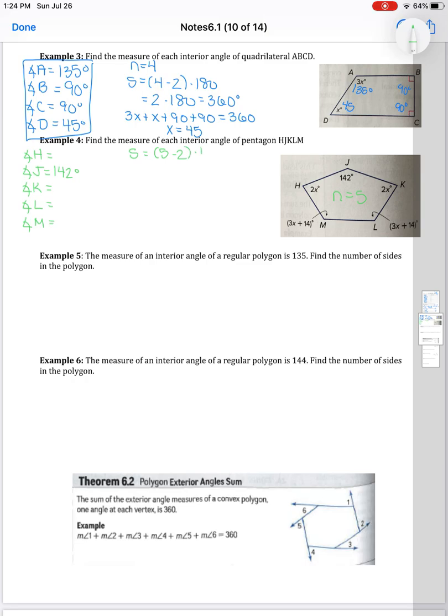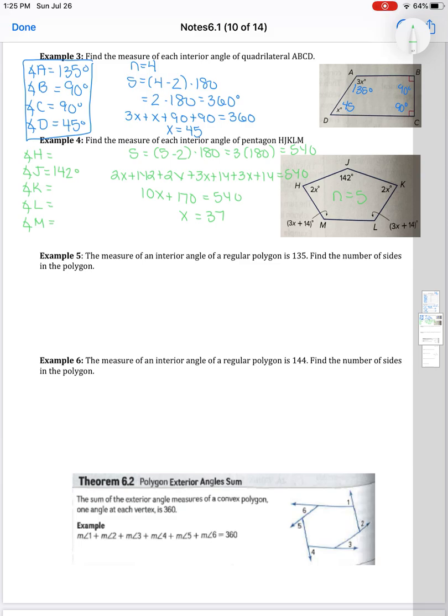All right, same goes for this next one. So find the measure of each interior angle. So I've got H, J, K, L, and M. J is given, 142, but the other ones are not. So here I know I have 5 sides. So S equals 5 minus 2 times 180, which is 3 times 180, which is 540, because we did that one on the front page.